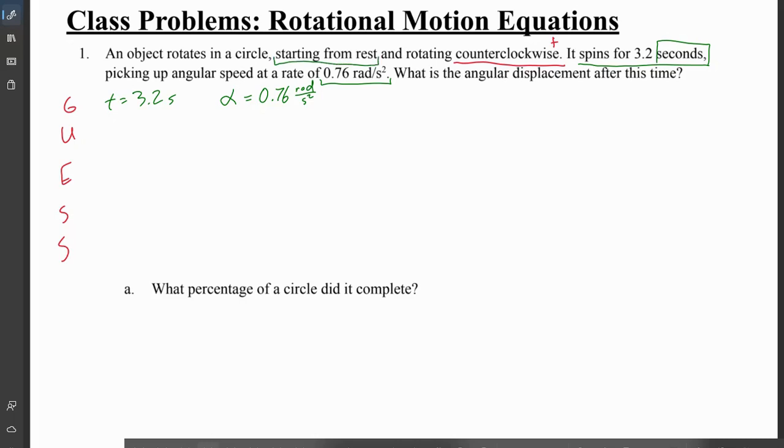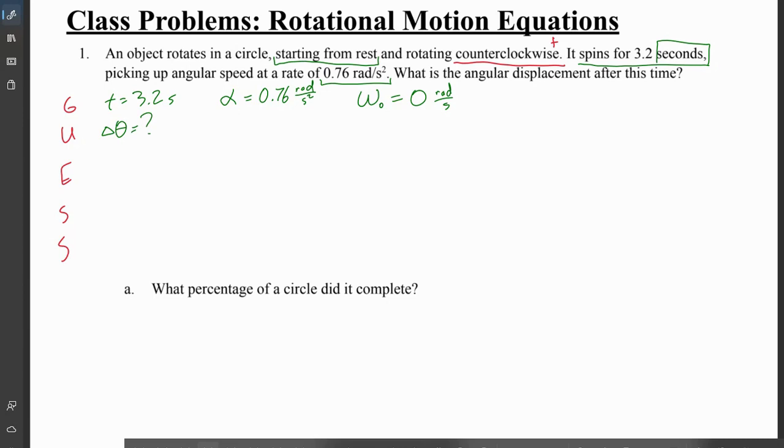Here it is, hiding: starting from rest. So starting from rest, this is just like linear motion, where that would mean initial velocity is 0. This time, however, it's rotating, so this means initial angular velocity is 0. And what units go with angular velocity? Radians per second. Okay. Then we get this unknown here. So what are we looking for? Well, here's our question. What is the angular displacement? Okay, angular displacement, delta theta equals question mark.